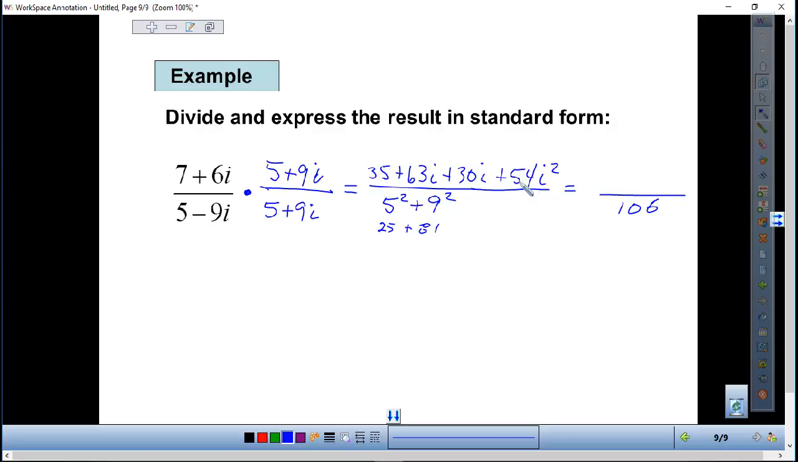And on top, simplifying, we know the i squared is negative 1, so this is minus 54. So 35 minus 54 is going to give us negative 19. And then 63i plus 30i gives us plus 93i. Now, we're not done here because this is not in standard form. Remember, you've got to divide that 106 into both parts. So in standard form, this is negative 19 over 106 plus 93 over 106 i.